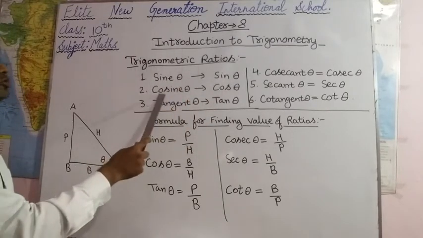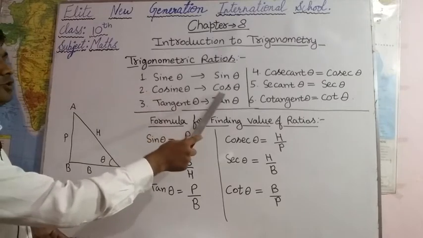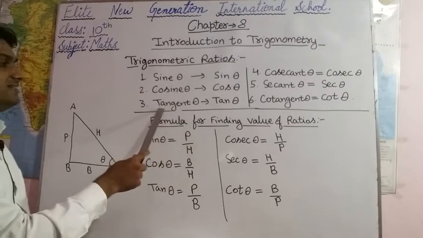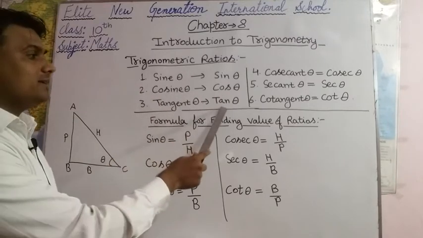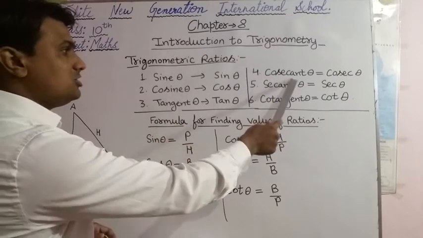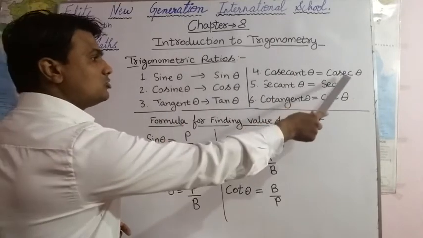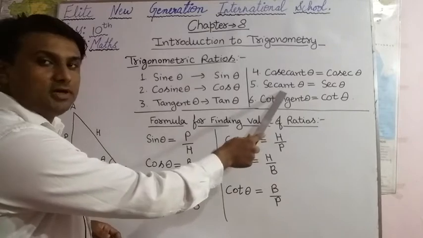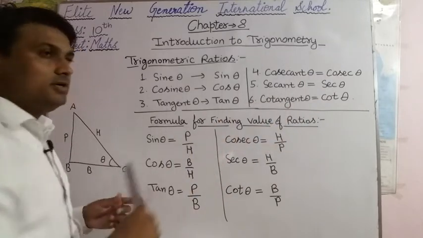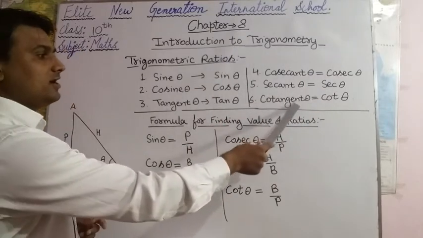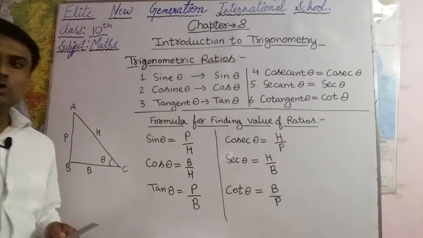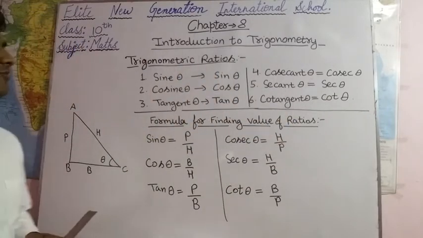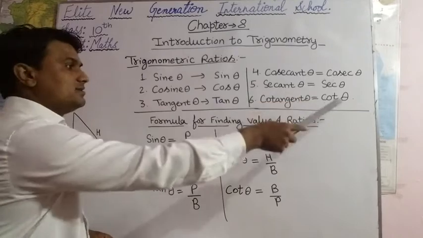Then second, cosine theta. In short we call it cos theta. Then tangent theta. In short we call it tan theta. Then cosecant theta, and its short form is cosec theta. Secant theta, its short form is sec theta, and cotangent theta, its short form is cot theta. So there are 6 ratios of trigonometry, that is sin, cos, tan, cosec, sec, cot.